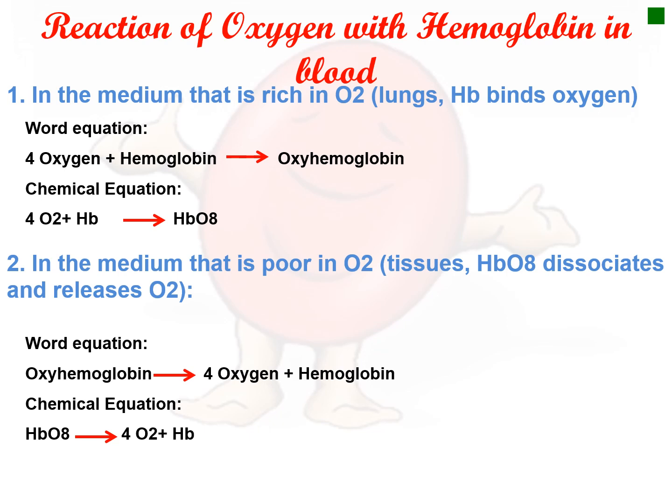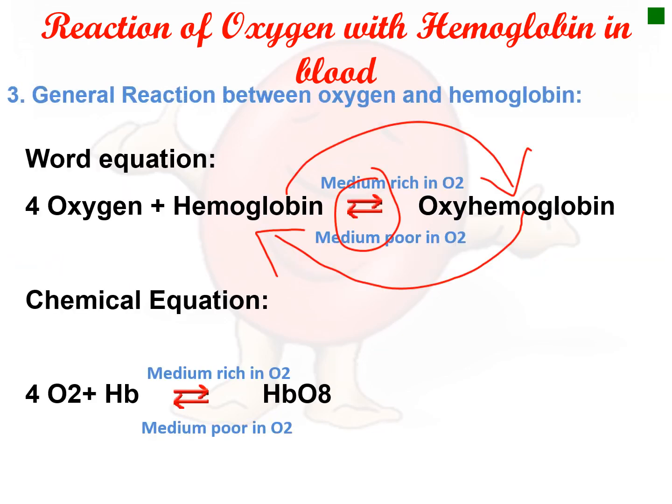So here we have the medium that's rich in oxygen, the lungs, reaction of the oxygen. Word equation: 4 oxygen plus hemoglobin gives oxyhemoglobin. The chemical equation: 4O2 plus Hb gives Hb(O2)4. This is in a medium rich in oxygen. Oxygen is converted into oxyhemoglobin when binding to hemoglobin. In the medium that's poor in oxygen, like the tissues, oxyhemoglobin is dissociated, releasing O2. So the word equation is oxyhemoglobin gives 4 oxygen plus hemoglobin, the opposite of this equation. That's why this reaction is said to be a reversible reaction.